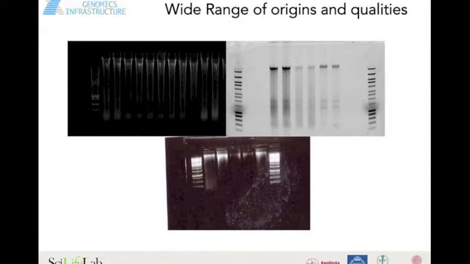So typically we set the standard very high. We say that if it's at all degraded, we will fail the sample. That doesn't mean it will be a non-successful project. It just means that we can't guarantee that this will work. So we could still go on, but any reagent costs will have to be covered by the user.